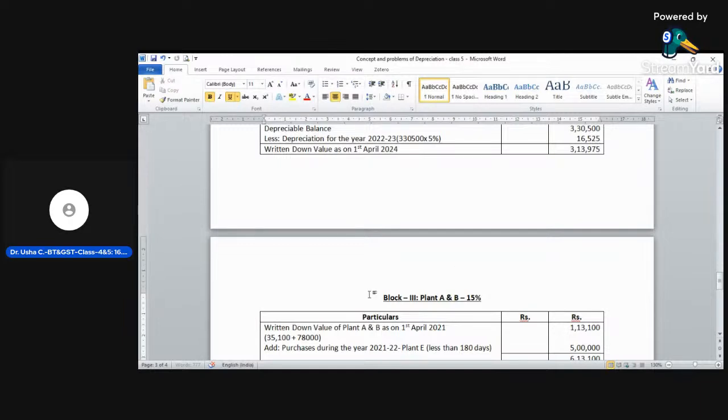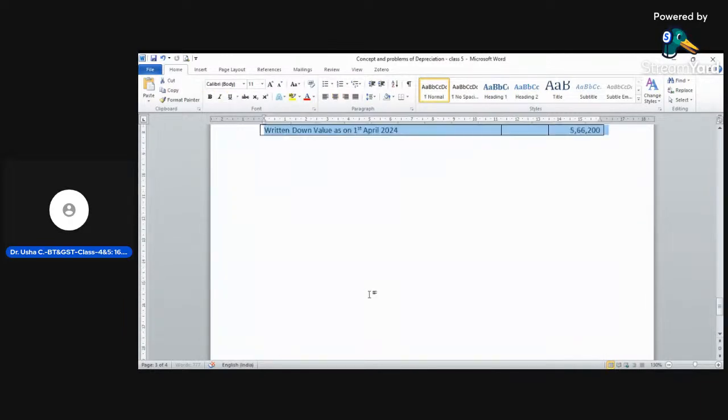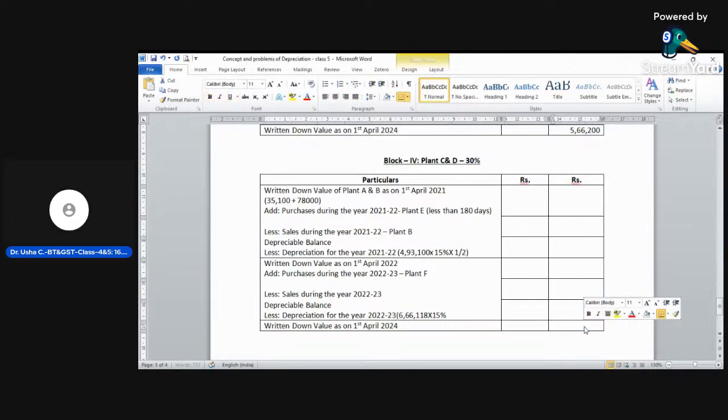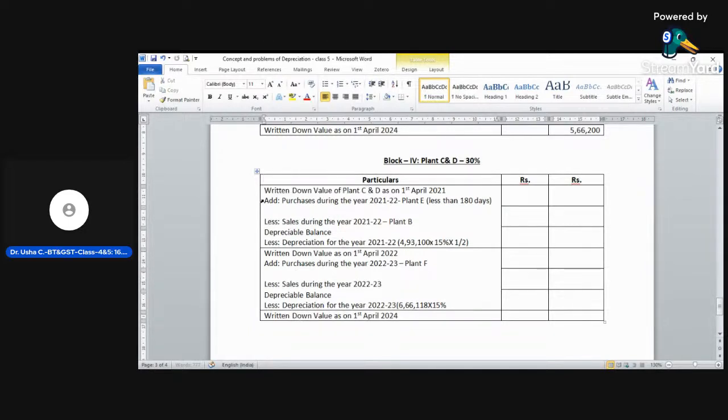Now let us move to the last block of the asset. This is block 4 consisting of plant C and plant D, and this is at the rate of 30%. And now let us take the WDV as on 1st April 2022, the aggregate WDV as on 1st April 2022.